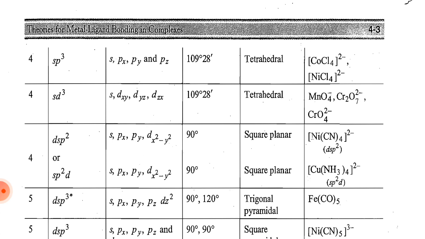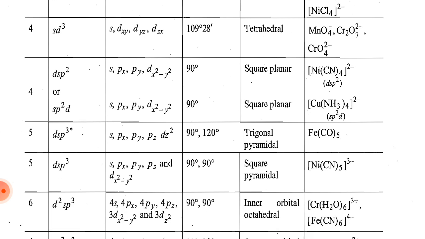Coordination number 4, hybridization is sp3. Orbitals involved are s, px, py, and pz. Bond angle is 109 degrees 28 minutes, geometry is tetrahedral. Examples are CoCl4 2 minus, NiCl4 2 minus.